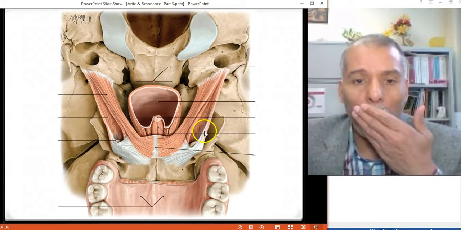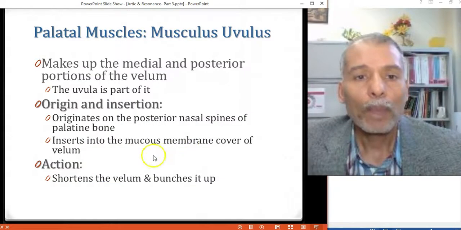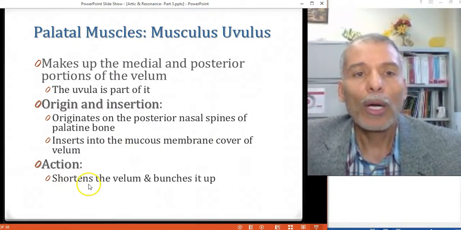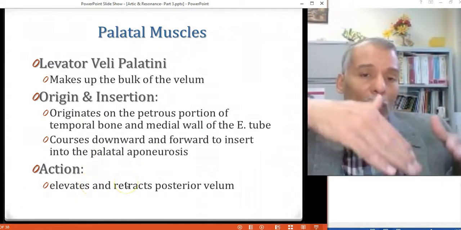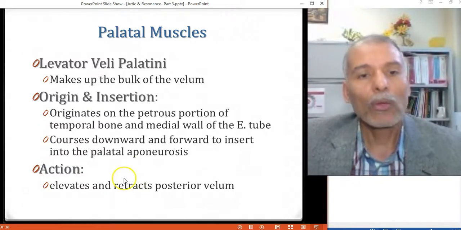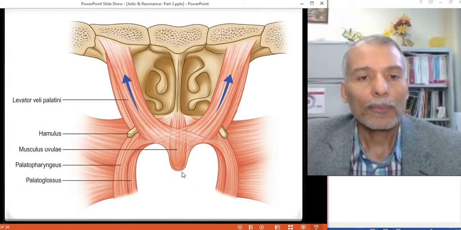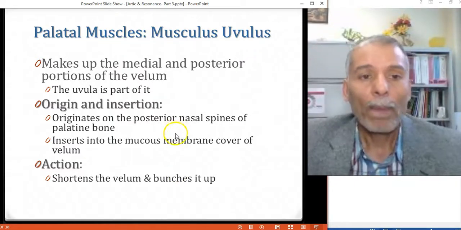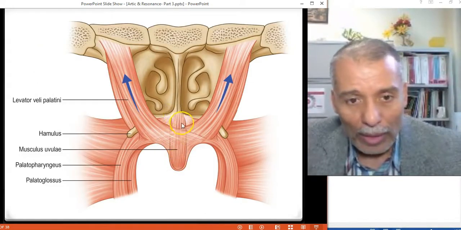So this muscle, again, it enables us to elevate and retract the velum, so you can close the velopharyngeal port. The musculus uvulae. Let's go back to the image and I'll explain that there. The musculus uvulae is here.